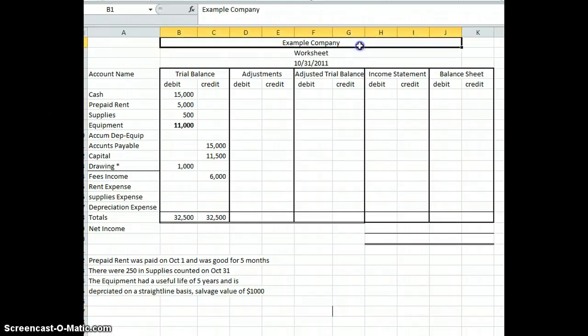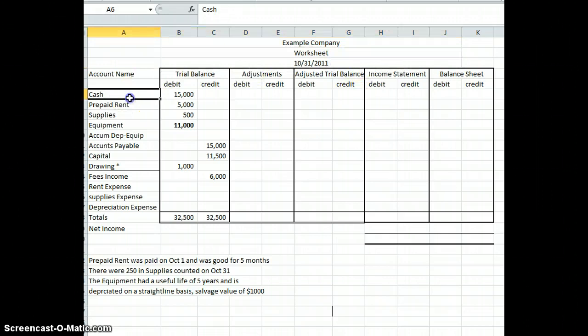Today we're going to be working on a worksheet. It is a statement, so it should have a heading: who, the name of the company; what, the name of the statement, a worksheet; and the date. Since cash is on the statement, it should be for a single date and time.